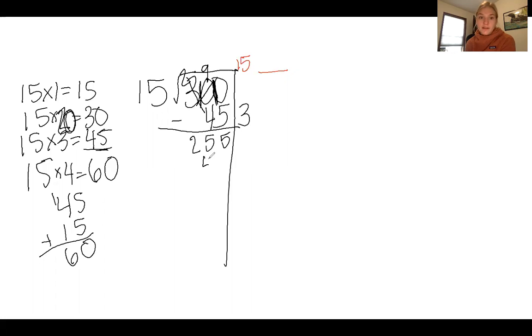So I know that 15 times 3 equals 45. Subtract. 5 minus 4 is 1. Bring my 2 down. I'm getting there. I'm going to keep doing it. 45.